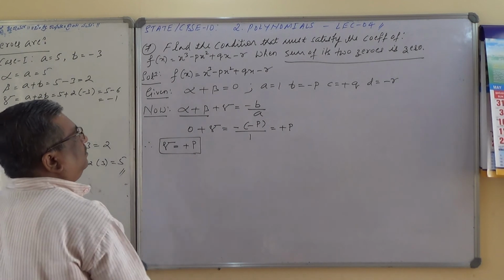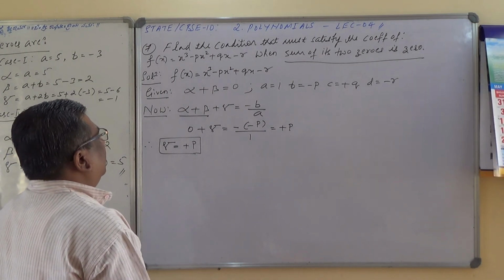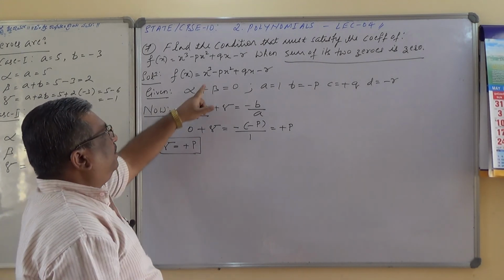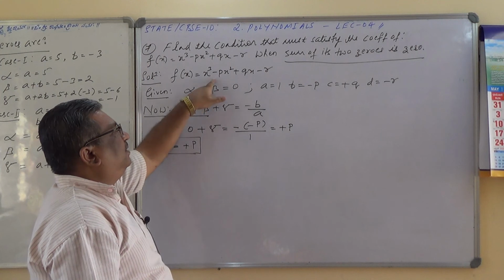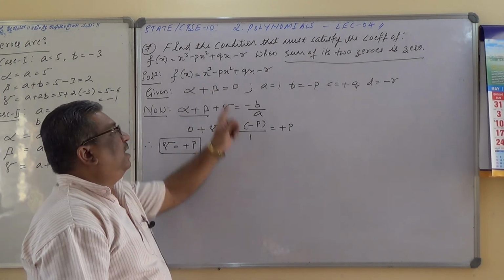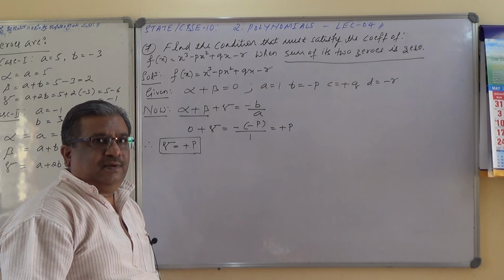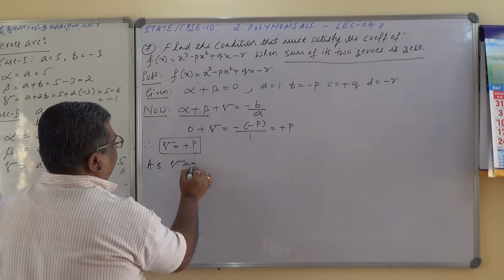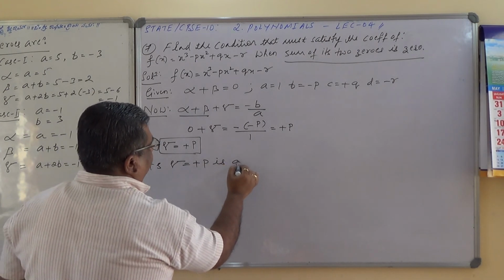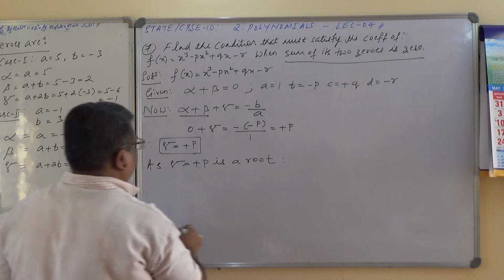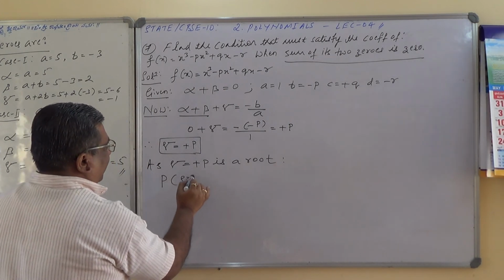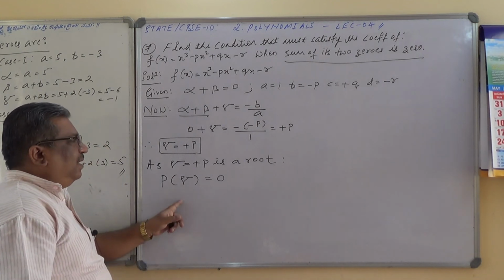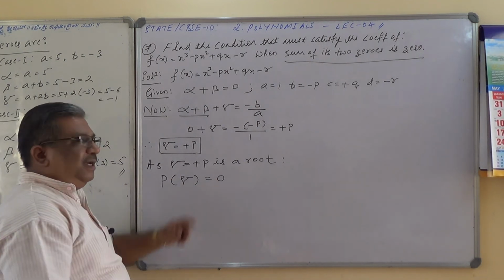Understood? Okay. Is gamma a root here? Yes. What happens if I substitute this value of gamma into this equation? It should reduce it to 0 or not? Isn't it? Therefore, as gamma equals plus P is a root, P of gamma equals 0. Are you able to understand? What is gamma? Root, no? P of gamma should be equal to 0.